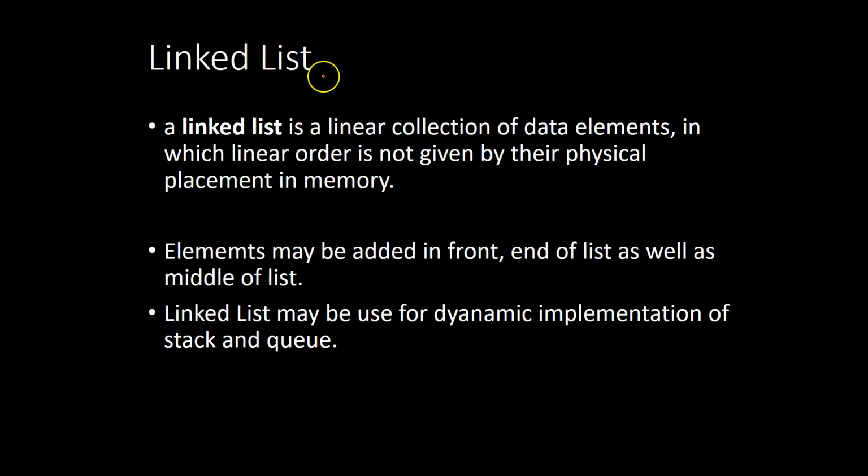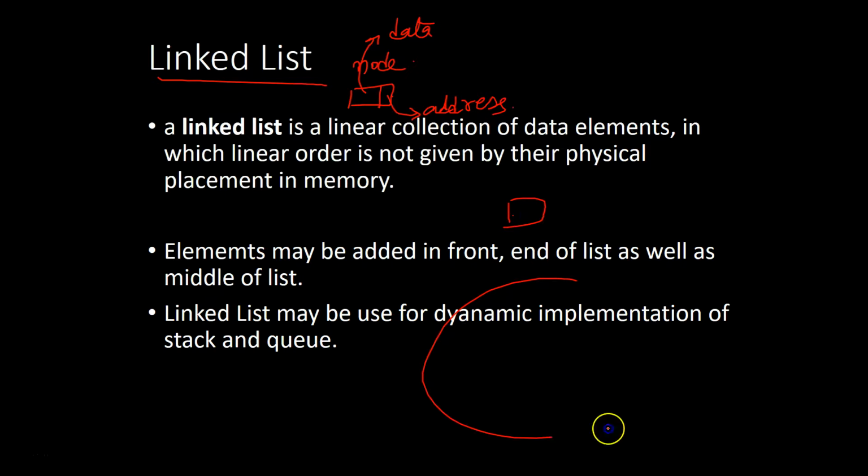Okay, moving on to the linked list. This is again a linear collection of data, and in this kind of arrangement, each element is stored in a node. A node contains the data and the address part. The main objective of storing elements in a linked list is that you can store the data anywhere. Let us say this is computer memory. I store a node here, another node here, and another node here, based on where the space is available.